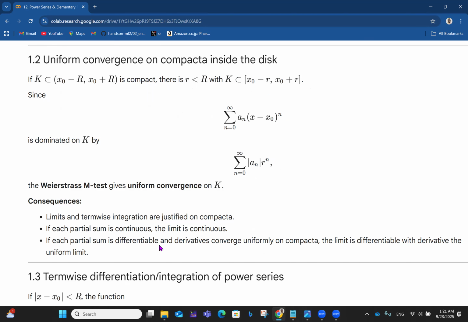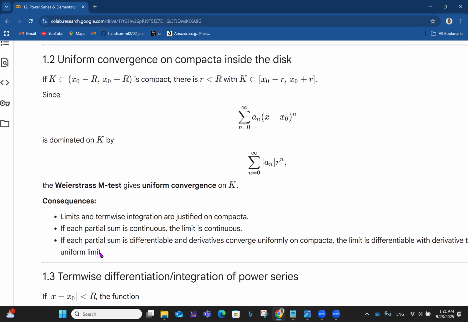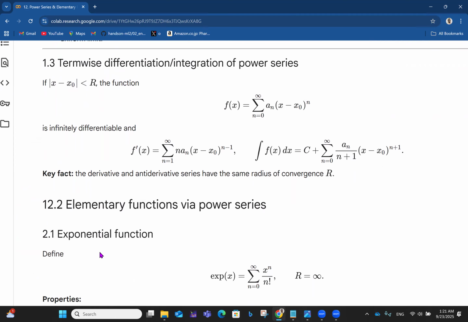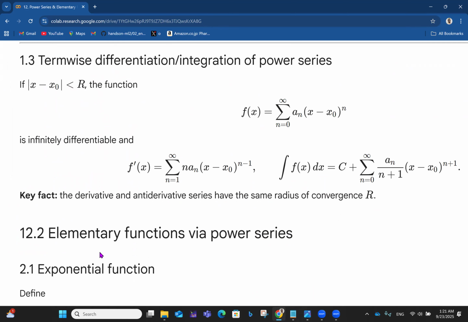If each partial sum is differentiable and the derivatives converge uniformly on compacta, the limit is differentiable with derivative equal to the uniform limit of the derivatives, I think. So then we have termwise differentiation and integration of power series.